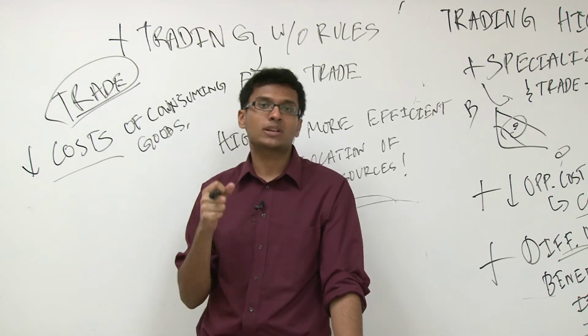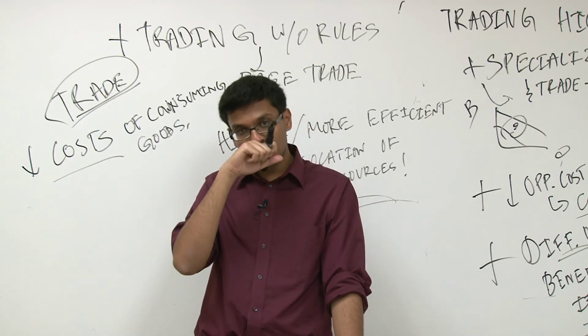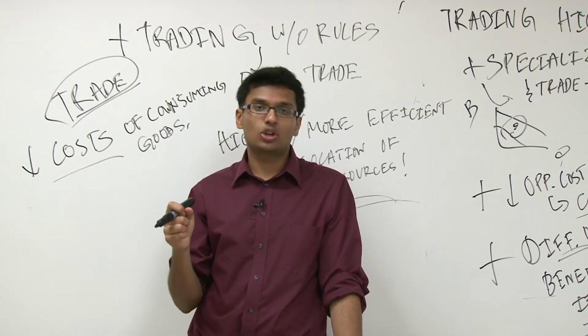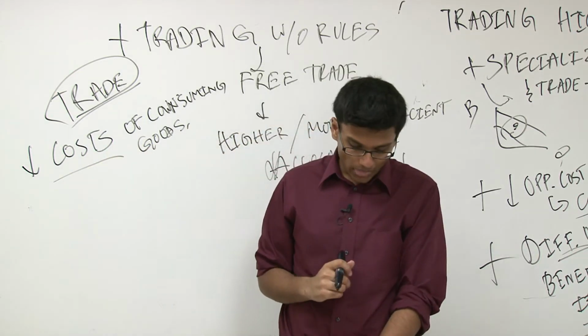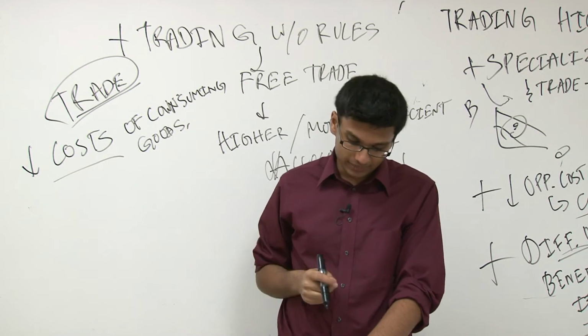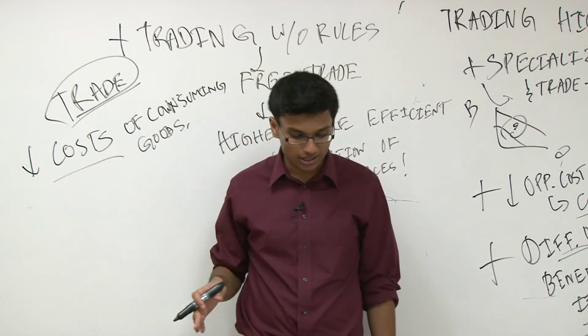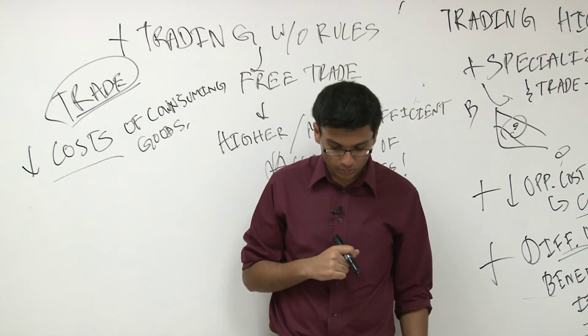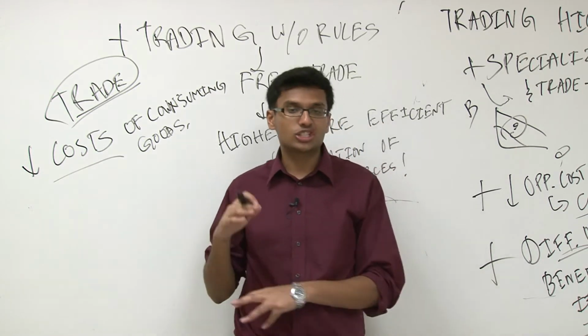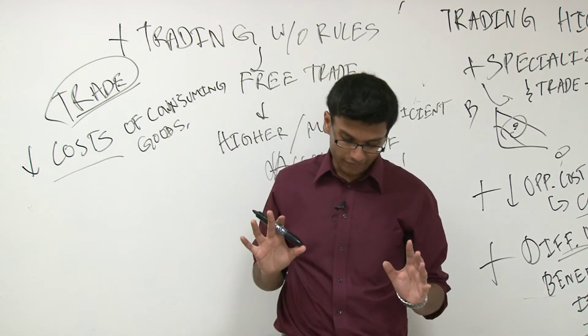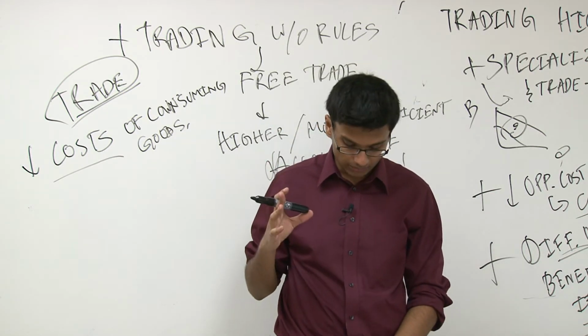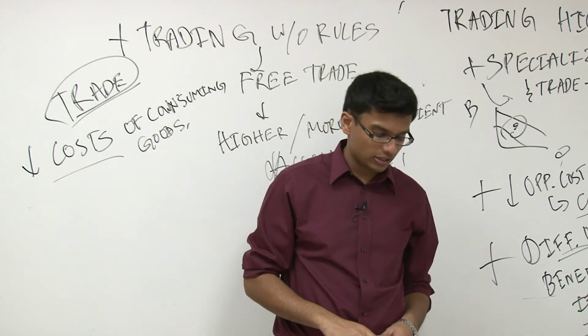Why would you specialize? Because if you specialize, you make more of something, and that you can trade, and you can lower the cost of consuming that good. So specialization leads to trade, and trade leads to basically lowering the cost of consuming your goods. We understood that by trade, we push out the PPF to a new level called the CPF, which is a consumption possibilities frontier. Lastly, we talked about the trading highlights.